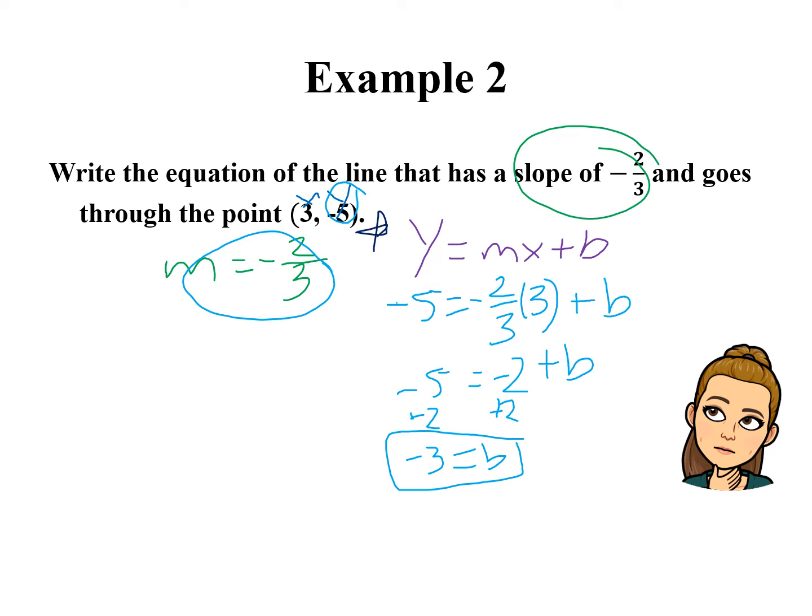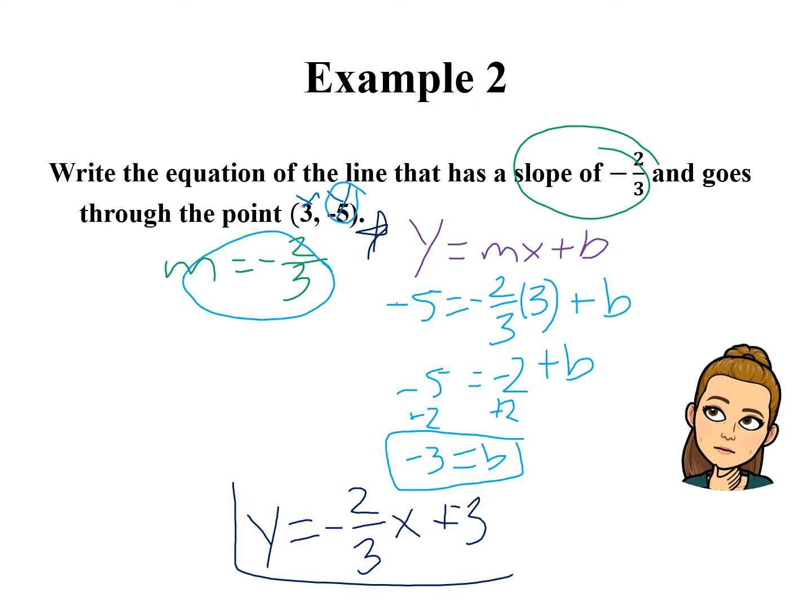Now that I have my two pieces, I can write the final equation of the line, where I go back to this original y equals mx plus b, and I have y equals m, my slope of negative 2/3, times x plus my b value, or in this case, minus 3. Minus 3 or plus a negative 3. Those are mathematically equivalent.